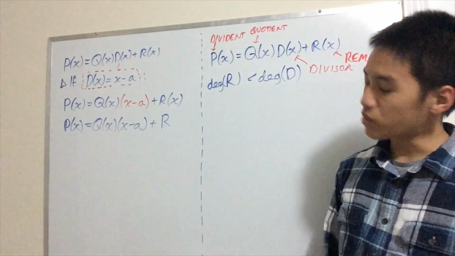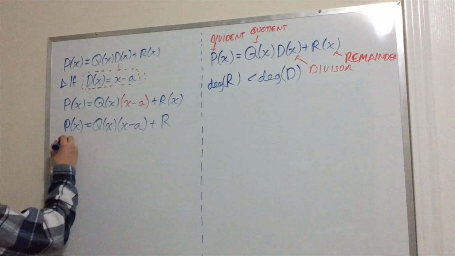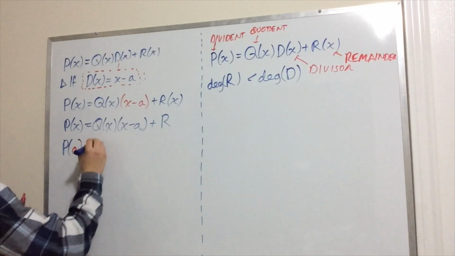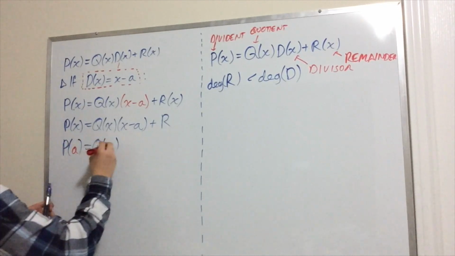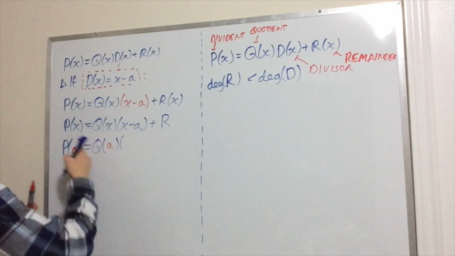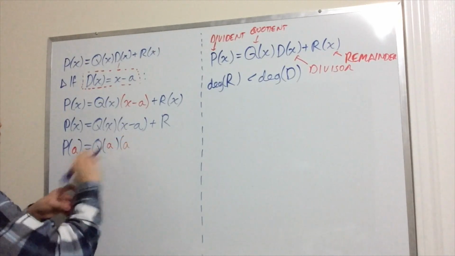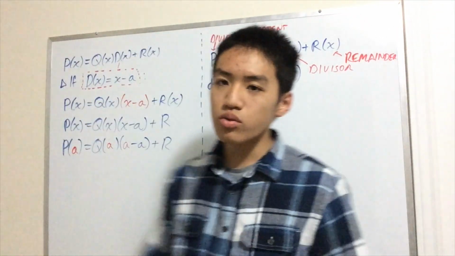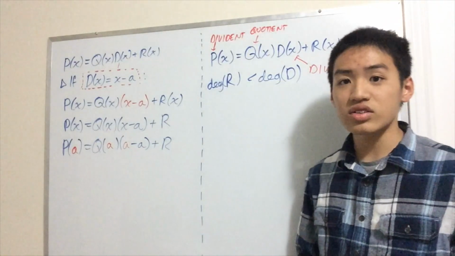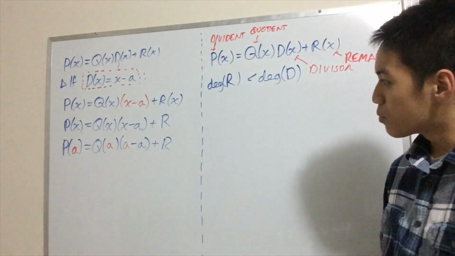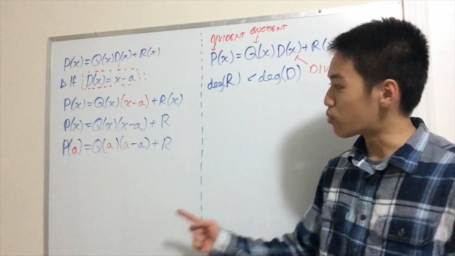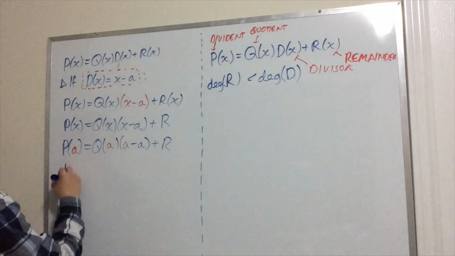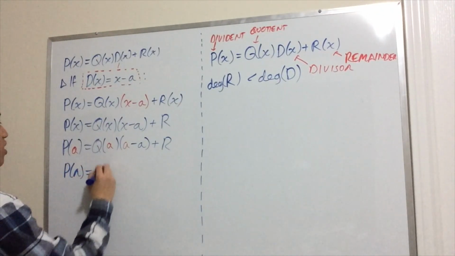The reason I've done this is because now, look what happens if we evaluate our polynomial at a. We plug in a, and what do we have? We have Q of a times a minus a, and last of all, plus r. This is why I wanted to show you that r is independent of x, it's just a constant, the remainder. Because right here, a minus a is 0. 0 times anything is still 0. So finally we can say P of a is equal to r.